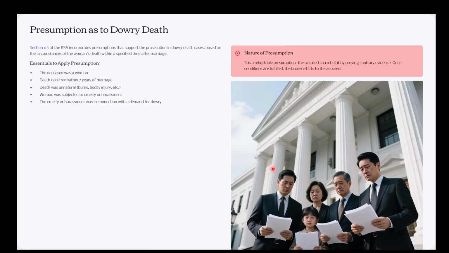So the nature of the presumption: it is a rebuttable presumption. The accused can rebut it by proving contrary evidence. Once the conditions are fulfilled, the burden shifts to the accused.